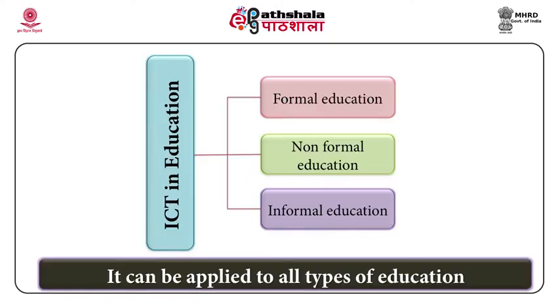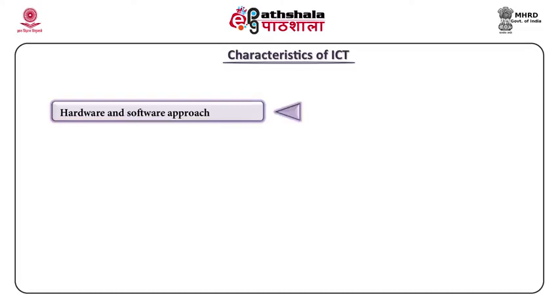The first characteristic is the hardware and software approach. ICT in education is any hardware and software technology that contributes to educational information processing. In the context of the present era, ICT mainly comprises hardware like PC, keyboard, projector, CD, etc. and also software like various programs, packages and e-learning strategies.